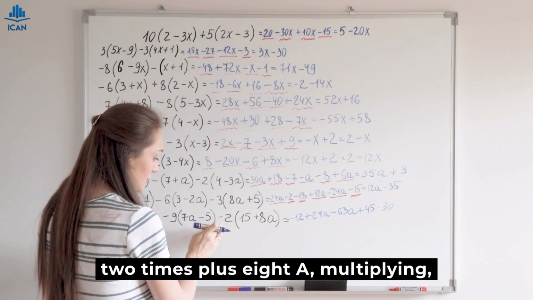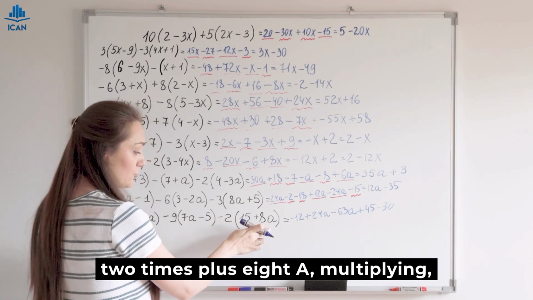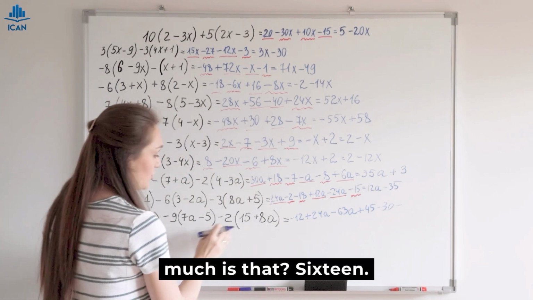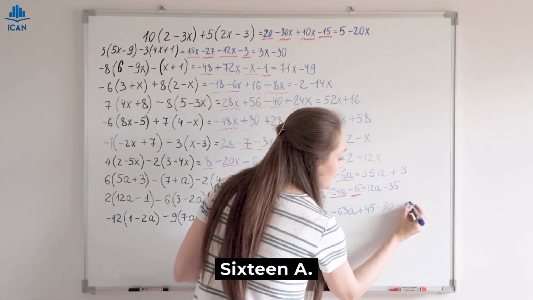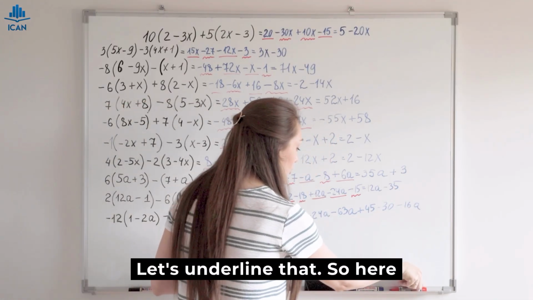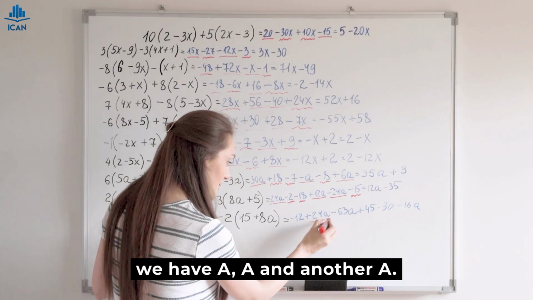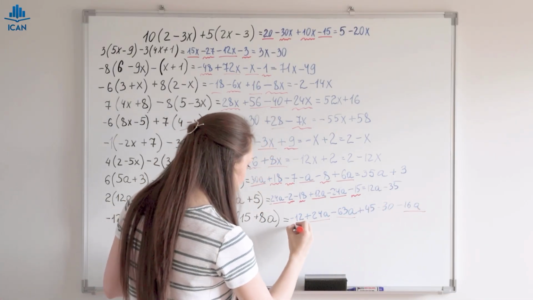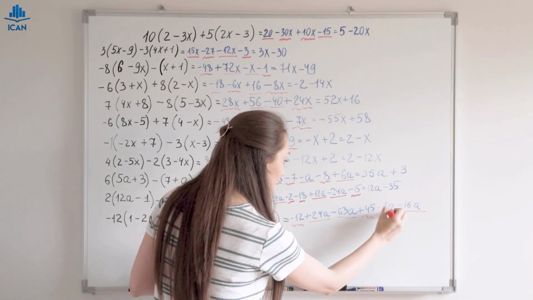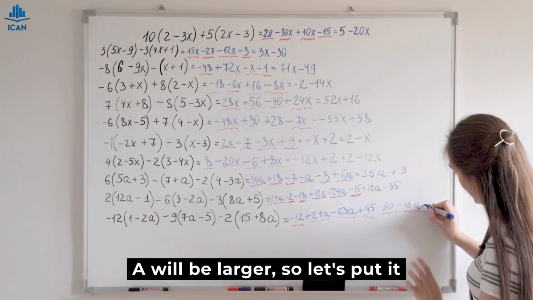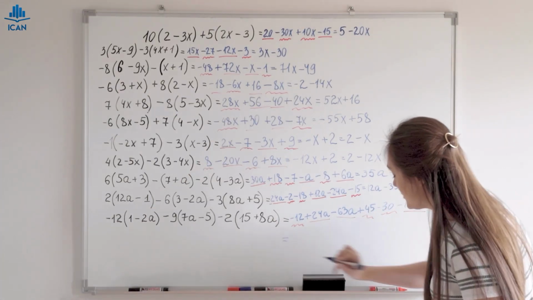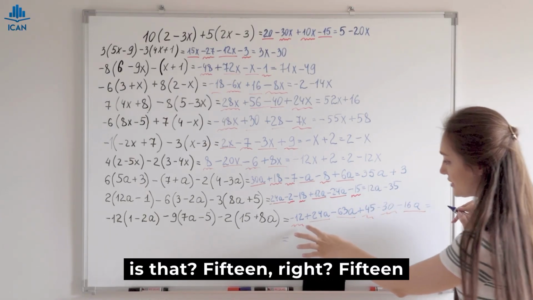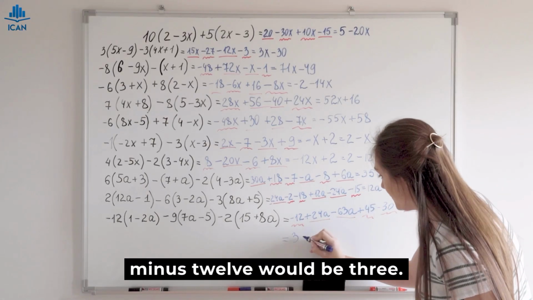And minus 2 times plus 8a multiplying also gives us minus. And how much is that? 16a. Okay, let's underline that. So here we have a's and another a. Here we have numbers. I see the number without a will be larger, so let's put it first. 45 minus 30, how much is that? 15, right? 15 minus 12 would be 3.